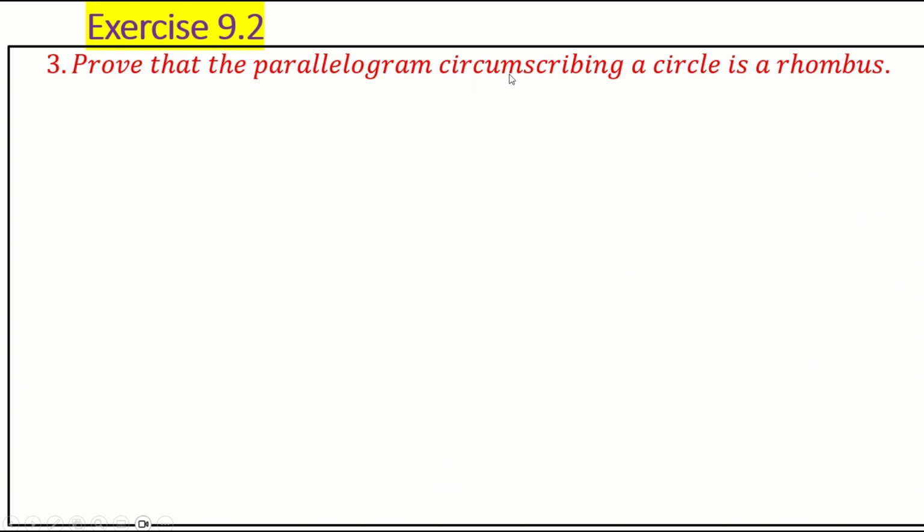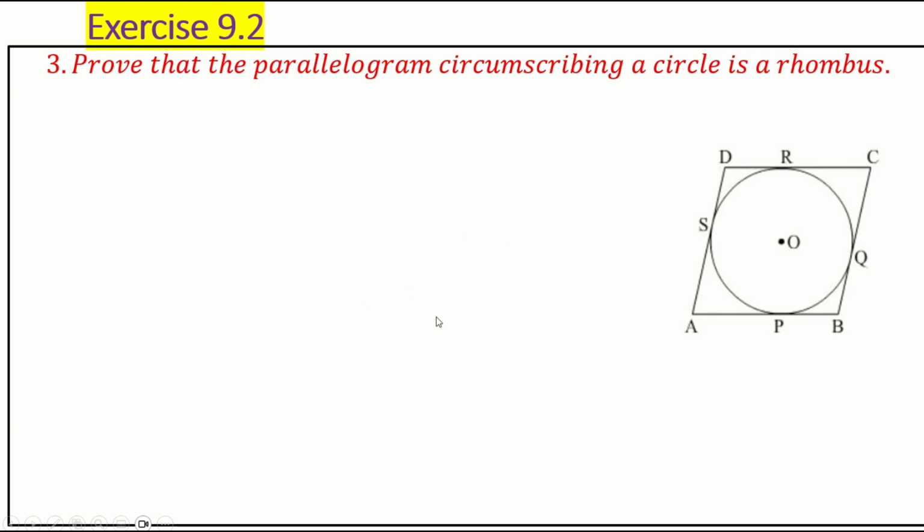Prove that the parallelogram circumscribing a circle is a rhombus. Yeah, this is a good question. So if you take any parallelogram and circumscribe a circle inside it, it will be a rhombus, meaning all four sides should be equal.